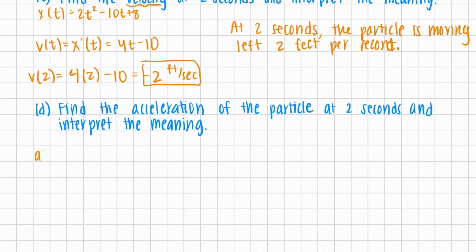Letter D, find the acceleration of the particle at 2 seconds and interpret the meaning. So your acceleration is your derivative of velocity, or your second derivative of your position. So I'm going to take the derivative of 4t minus 10. That's going to be 4. That means that a of 2 equals 4, and my units are feet per second squared.